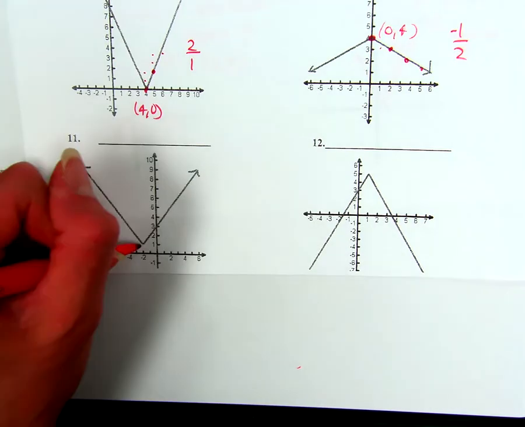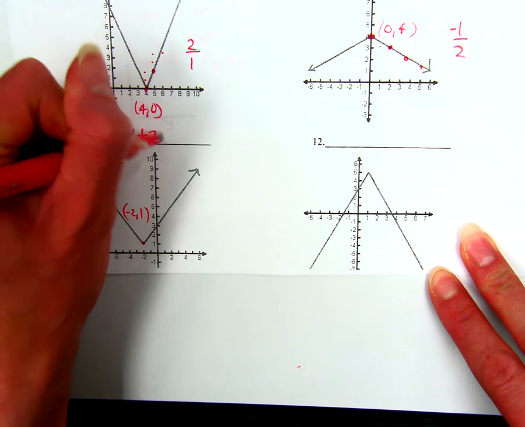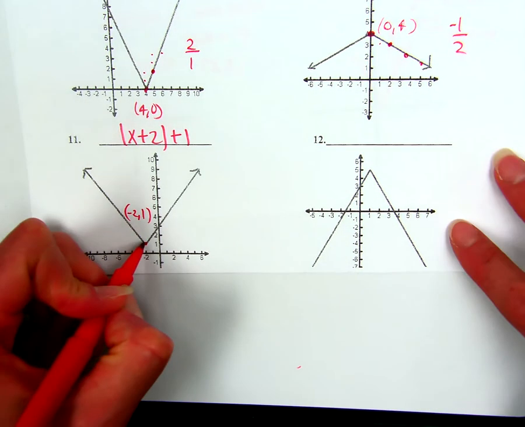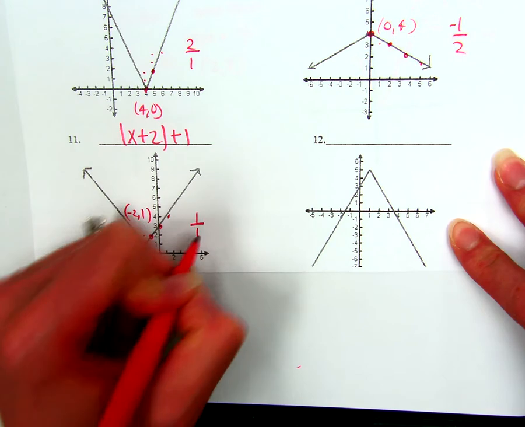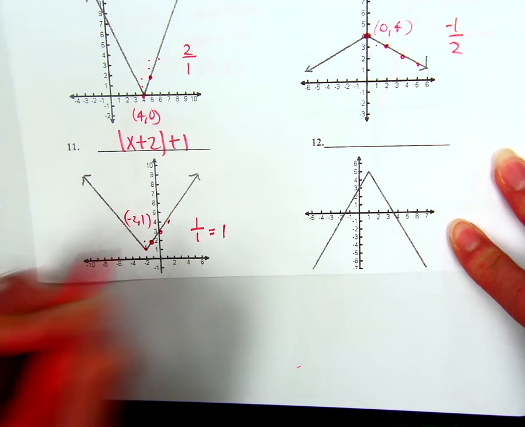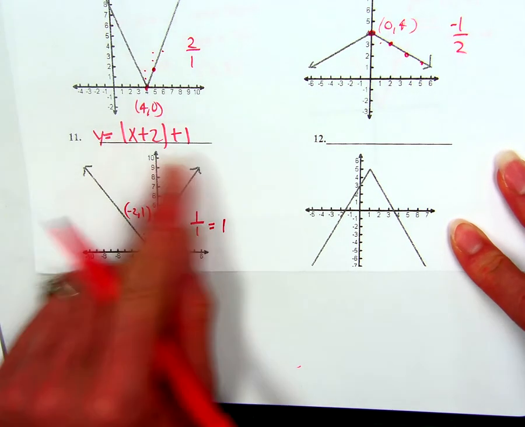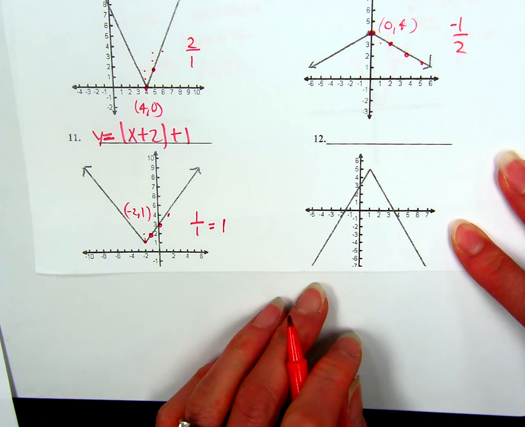So my vertex is at negative 2, 1. So x plus 2 plus 1. And then if you count your rise over run, you can go up 1 over 1, up 1 over 1, up 1 over 1. So my slope is 1 over 1, which is 1. And now that means I really don't need anything there because that's an implied 1. So that would be the most simplified version. Y equals absolute value of x plus 2 plus 1.